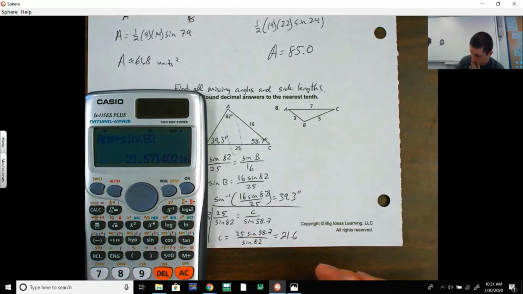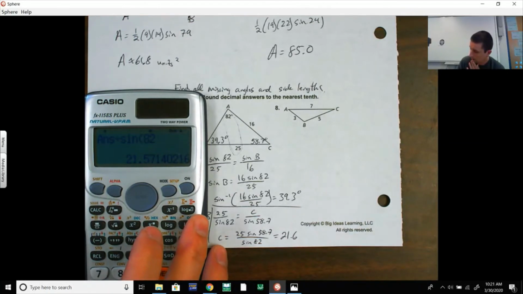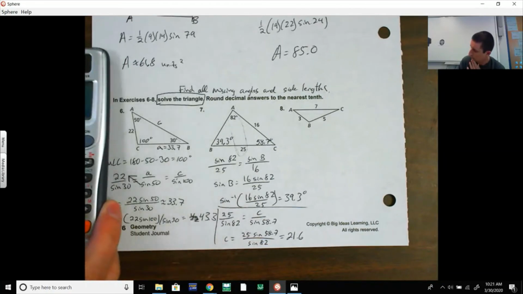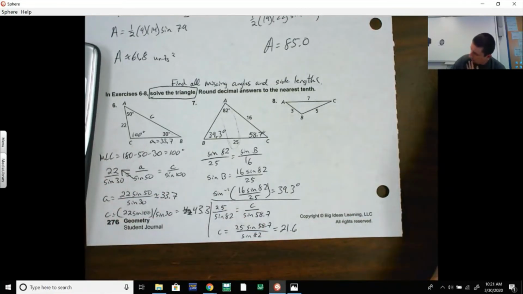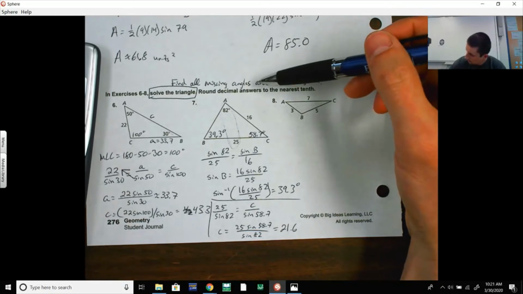Okay. Just keep trying these. Okay, a lot of algebra in this part. Okay, round the decimal answers to the nearest 10.